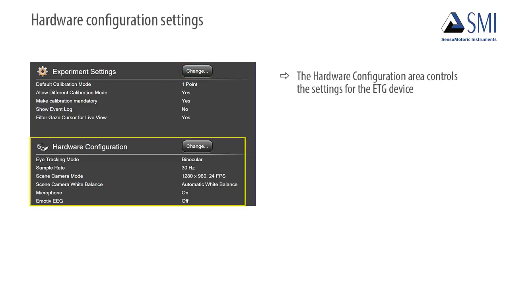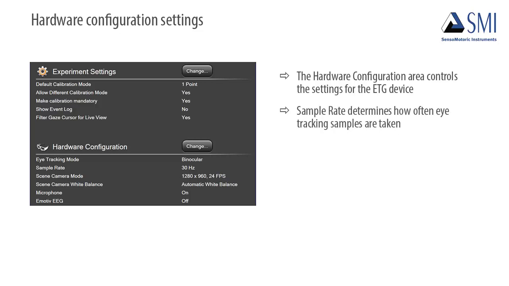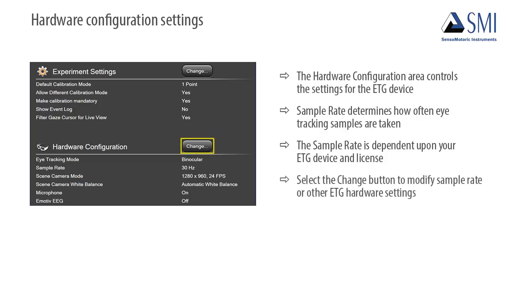The Hardware Configuration area controls settings for the ETG device. The sample rate determines how often eye-tracking samples are taken during an experiment. Your ETG device and license determines the available sample rates. Select the Change button to modify hardware configuration settings.